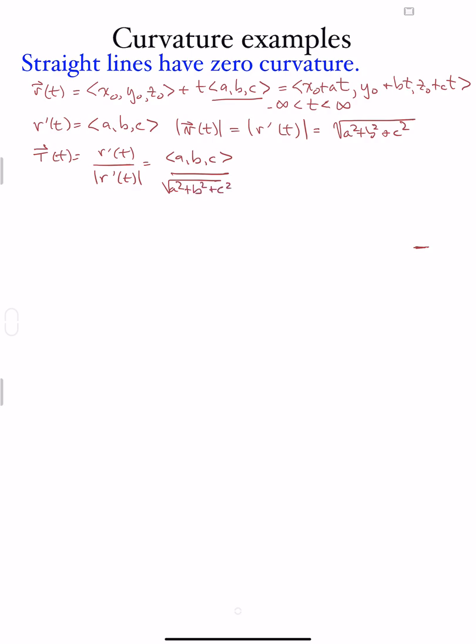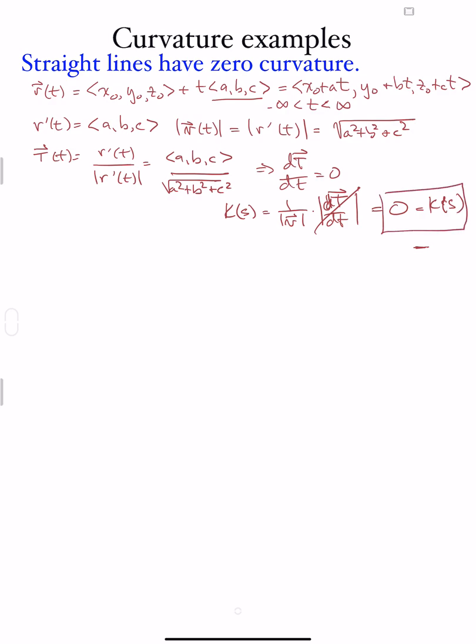So when we take that derivative, we find that dT/dt, the change of the tangent vector with time, is 0. If we look at what happens to kappa, we know that kappa of s is 1 over the speed times the magnitude of that change, dT/dt, with time. We already know this is 0, so the value of kappa is 0 and the curvature is 0.